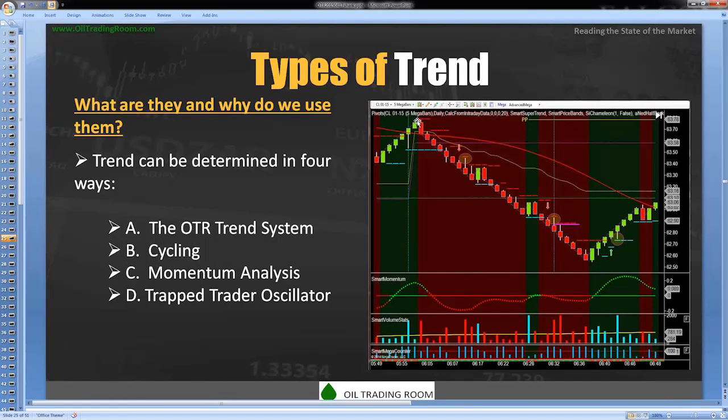But basically, starting with A up here, A, B, get a green bar. C, turns red again. D, get a green bar. E, F. It's just simple. You're just counting color changes. And so that's cycling. When the trend system is lining up with the cycling, that's a really good thing.